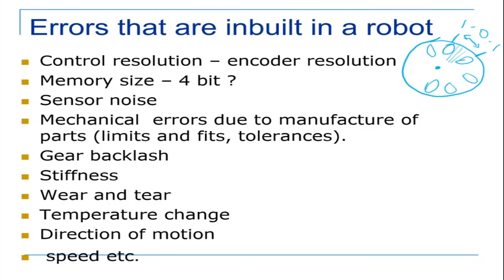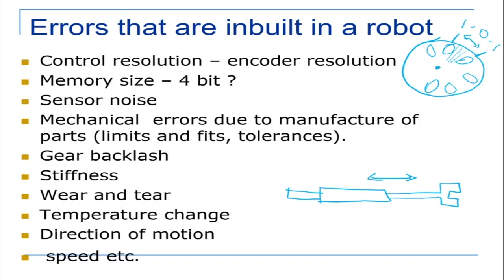So the control resolution depends, number one, on the encoder resolution, and number two, on the memory size. Depending on the memory size, it can store only that many bits. For example, let's take the example of a linear actuator, which is easier to understand. We have a linear actuator which can translate, and the end effector can move from here.